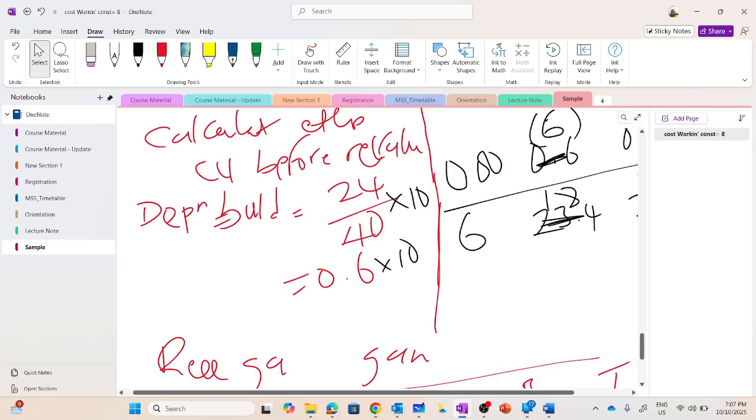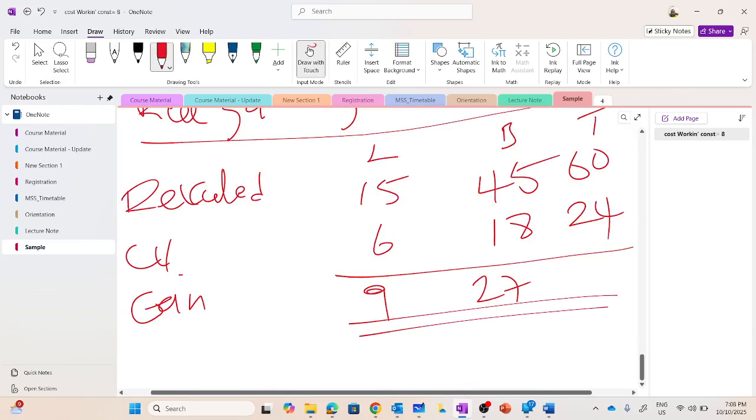So therefore our gain will be 15 minus 6, which is 9 for the land, and 45 minus 18, which is 27, plus 9, so we have a total gain of 36. This is the revaluation gain.